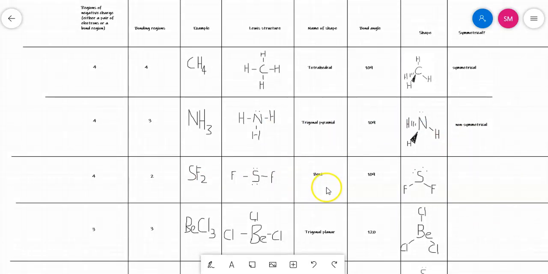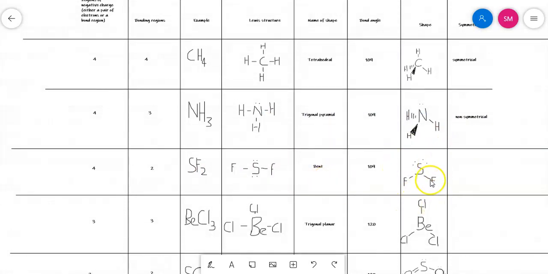Now a bent molecule. You can see from the shape here that if both of these fluorines had some rope and were pulling, the sulfur would be moving downwards towards them. The net pull would be downwards. The net pulls would not cancel each other out. So in this case, this molecule is non-symmetrical as well.